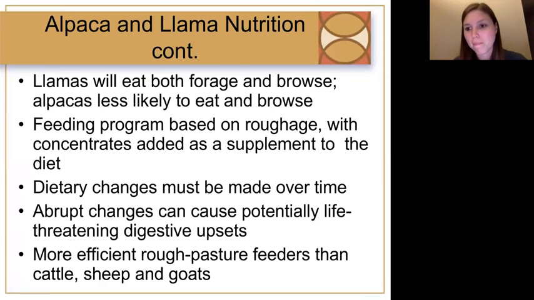If you need a special diet, then there's a diet formulated for that.